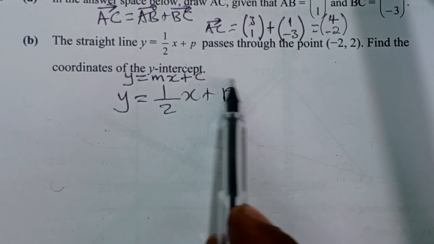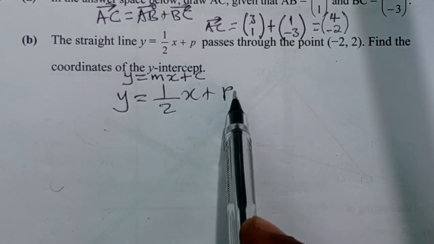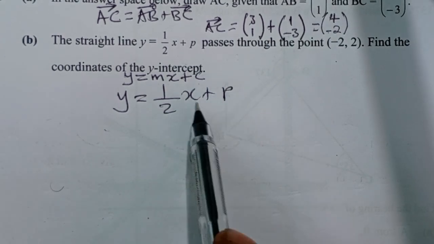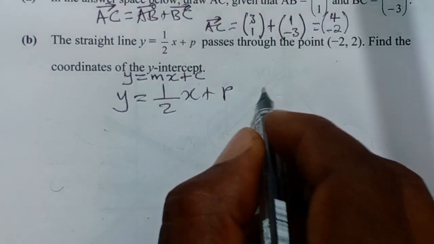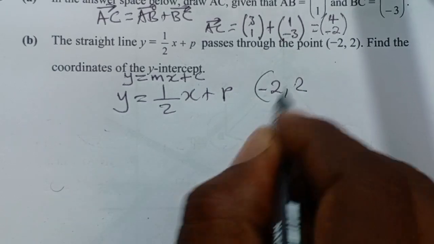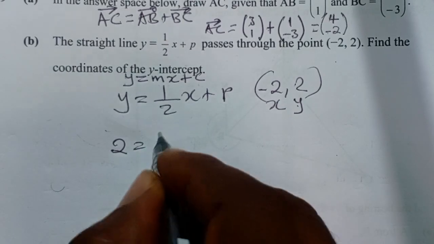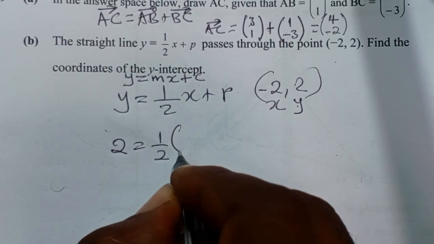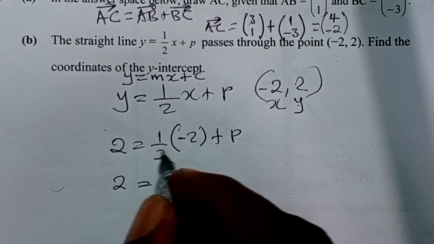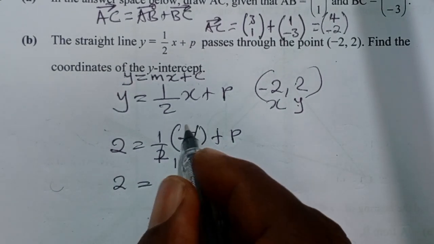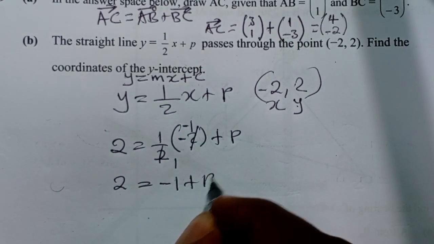So for us to find the y-intercept, we need the value of x and the value of y. We've been given a coordinate which is (-2, 2). So this is x, this is y. Where there is y, we substitute 2. So 2 is equal to 1 over 2, where there is x, we substitute -2, plus p. So 2 is equal to 1 over 2 times -2, that's -1, so 1 times -1 is -1 plus p.